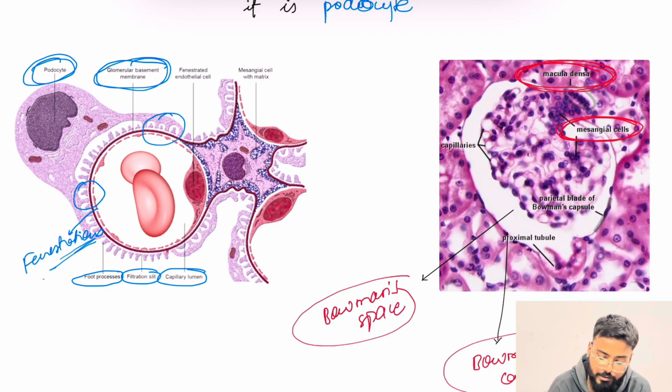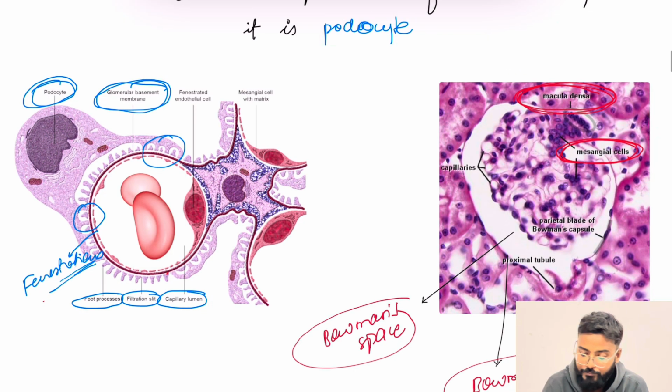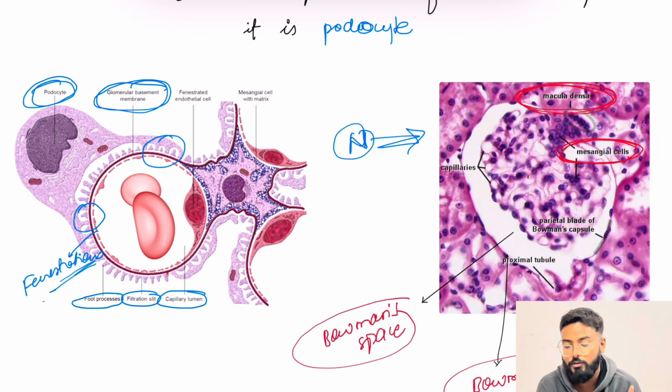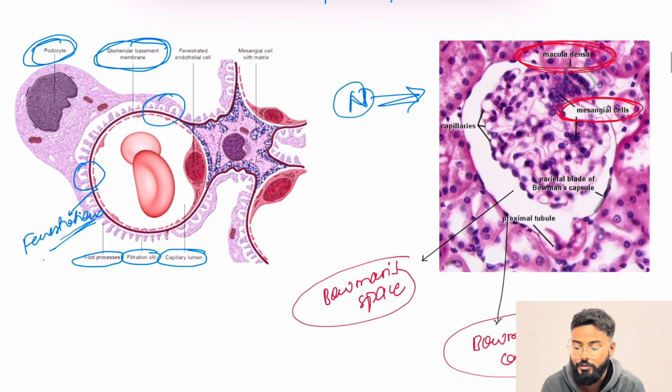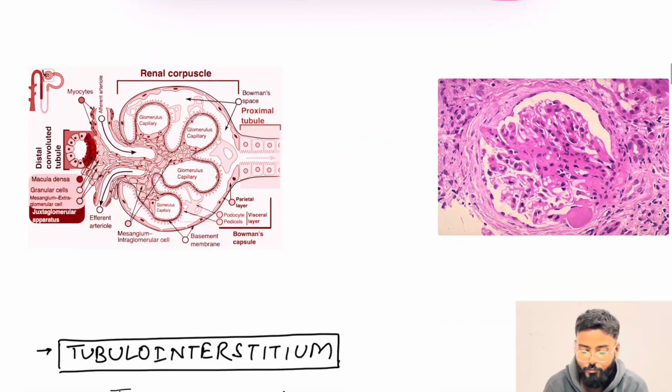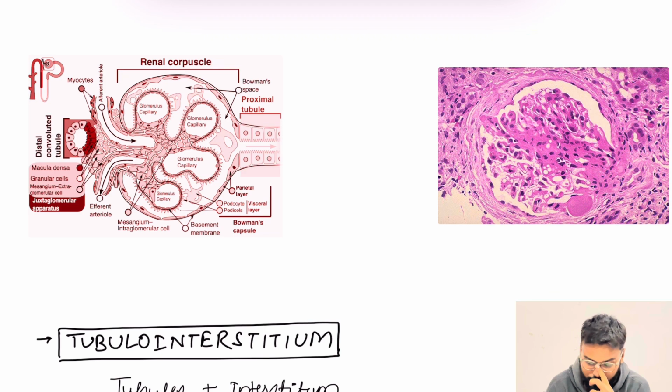These are the foot processes, and this is the podocyte, and this is the normal histopathological picture of a glomerulus, of Bowman's capsule, Bowman's space. Everything you can appreciate in this normal pathological image. Now moving on to next, you can also appreciate some other pictures here.